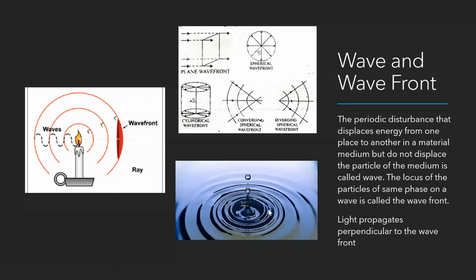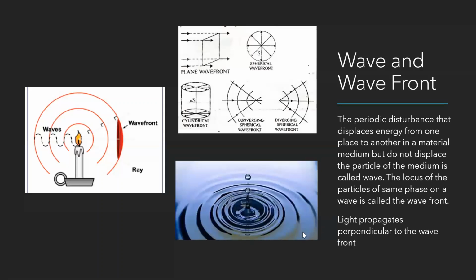So the wave or the disturbance moves outwards, but the particles will not get displaced outwards. They will just vibrate up and down. So this is called a wave. Only the disturbance, or the energy, gets displaced, but the particles do not.